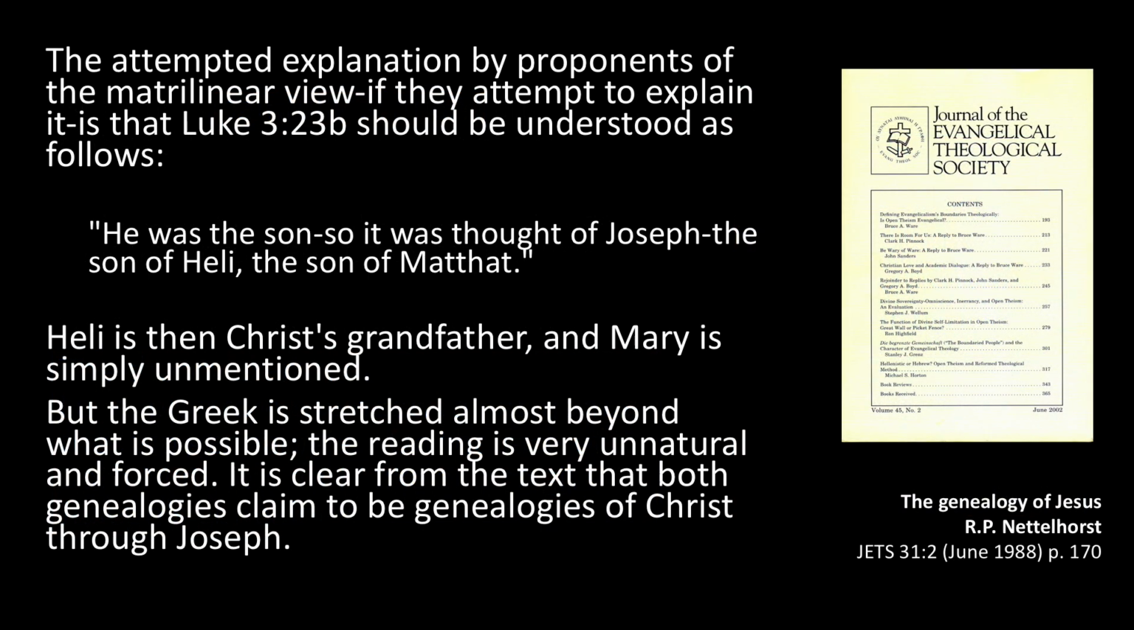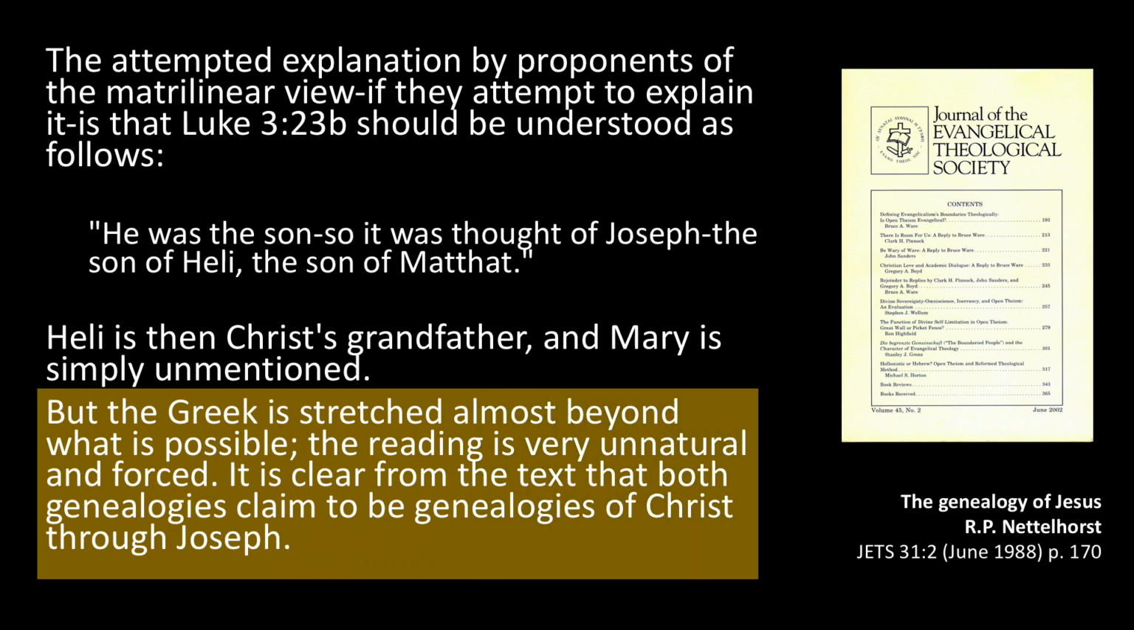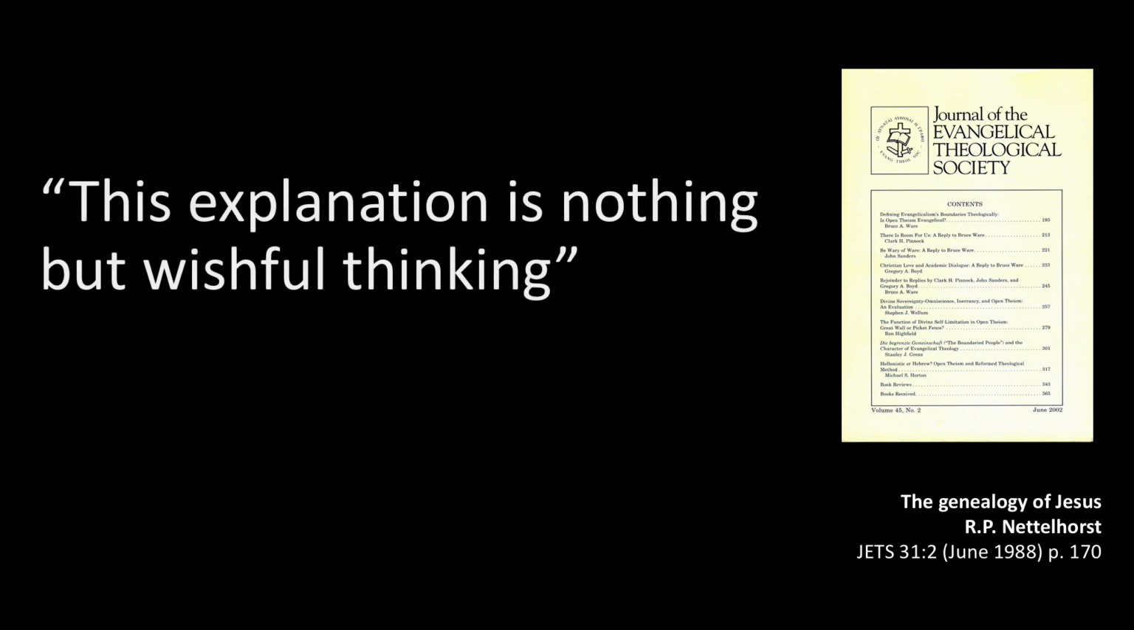Nettelhorst also strongly rejects this tactic, writing, quote, the attempted explanation by proponents of the matrilineal view, if they attempt to explain it, is that Luke 3:23b should be understood as follows. He was the son, so it was thought, of Joseph, the son of Heli, the son of Matthat. Heli then is Christ's grandfather, and Mary is simply unmentioned. But the Greek is stretched almost beyond what is possible. The reading is very unnatural and forced. It is clear from the text that both genealogies claim to be genealogies of Christ through Joseph. Nettelhorst goes on to note that, quote, this explanation is nothing but wishful thinking.